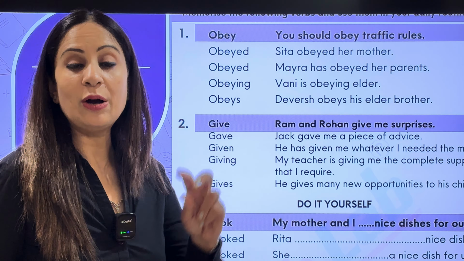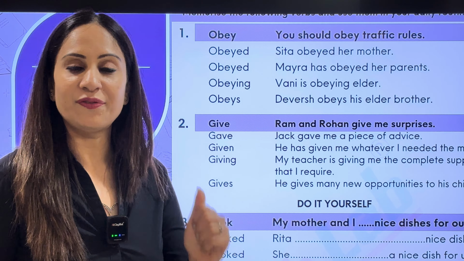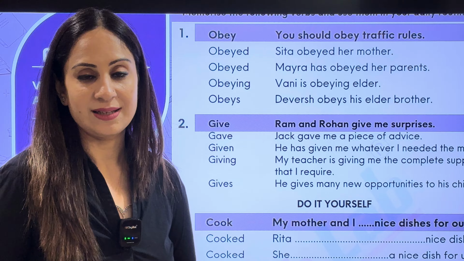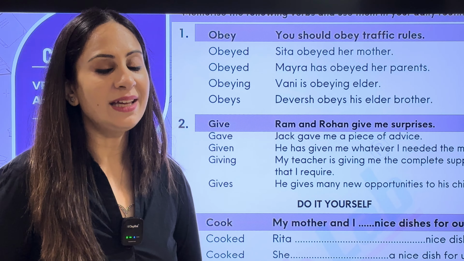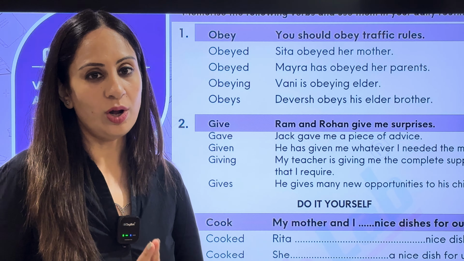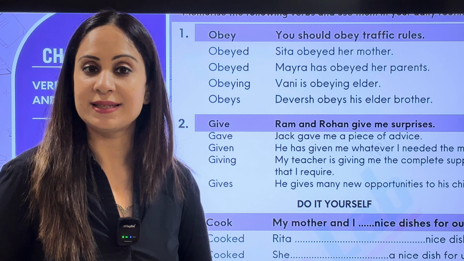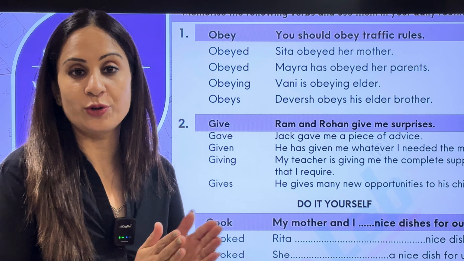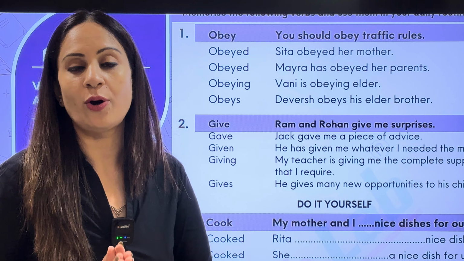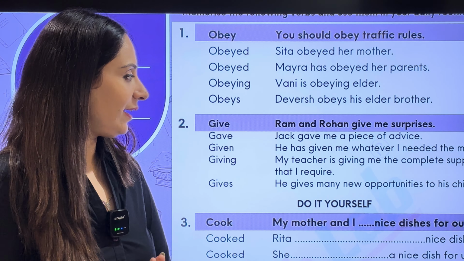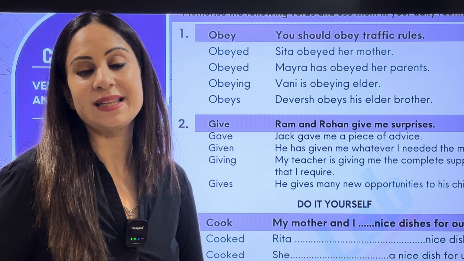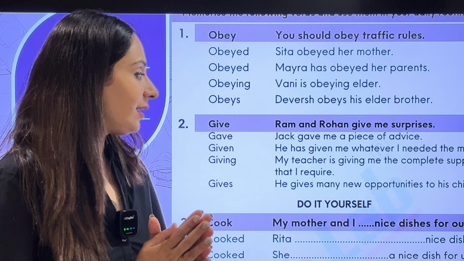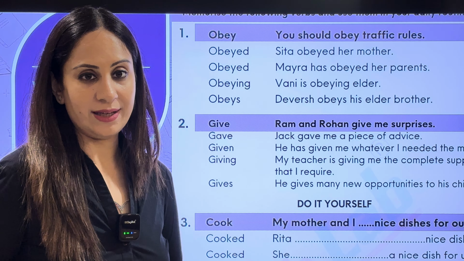Ram and Rohan. Now, because you've got two persons, you will use the first form of the verb. Ram and Rohan give me surprises. And similarly, if you have I, you, we, they, always use the first form of the verb in the simple present. The next one is in the past, and that is why from give we have shifted the verb form to gave. Jack gave me a piece of advice, which means there was some advice that Jack gave me, and that is why I've written Jack gave me a piece of advice.